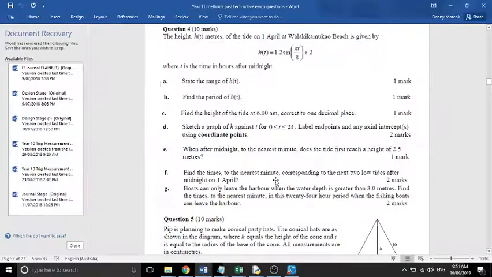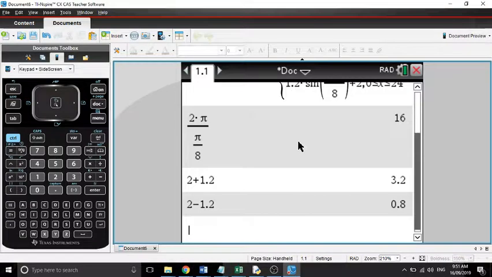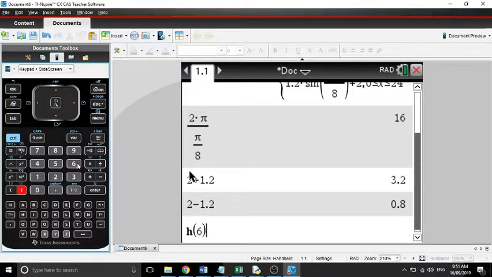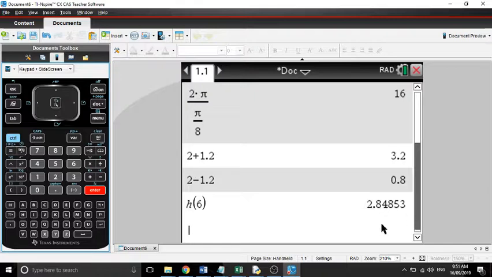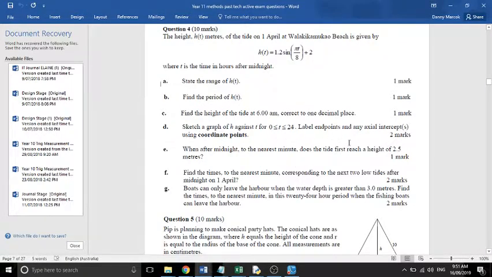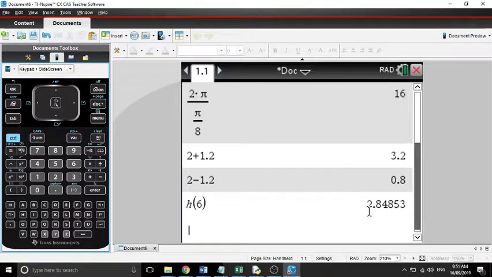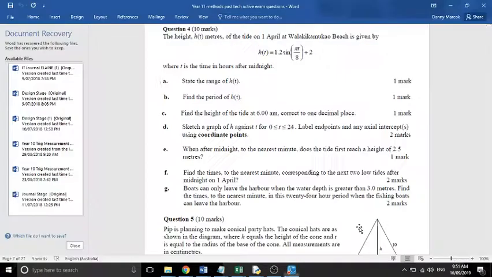Okay, so that's done. Now the next thing we're going to do is find the height at 6 a.m. This tells us it's hours after midnight. So 6 a.m. is how many hours after midnight? It's 6. So we say h of 6. That gives 2.84 meters. They say 1 decimal place, so we're looking at 2.8 meters.